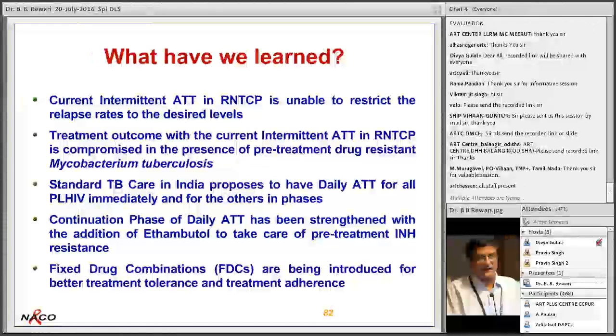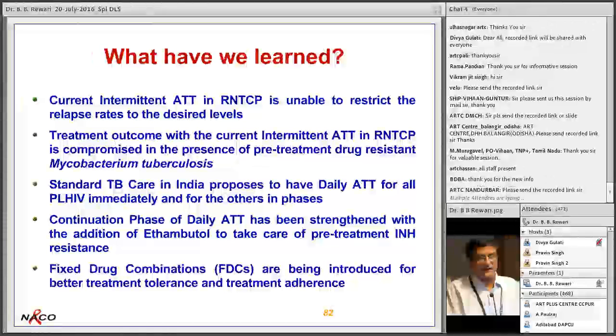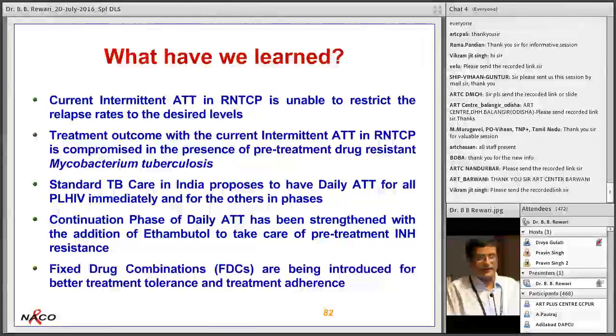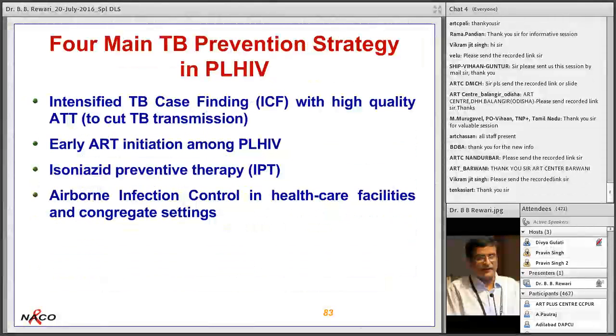Treatment outcomes are compromised. Standards of TB care have been developed. The continuation phase of daily ATT has been strengthened with the addition of ethambutol to the earlier INH and rifampicin, and FDCs are made available. So we are having training, 22 training workshops for this, where you will be getting repetition of these slides, so I am not focusing a lot.